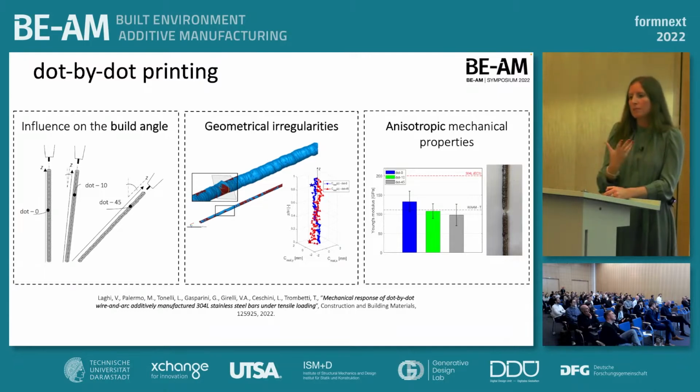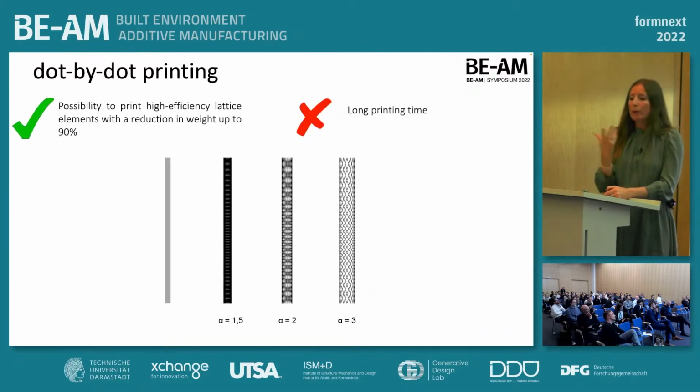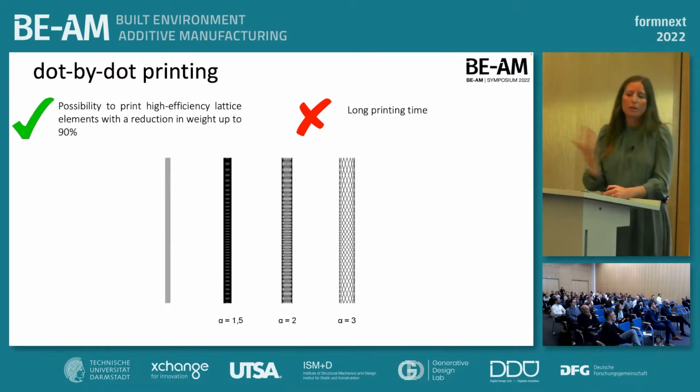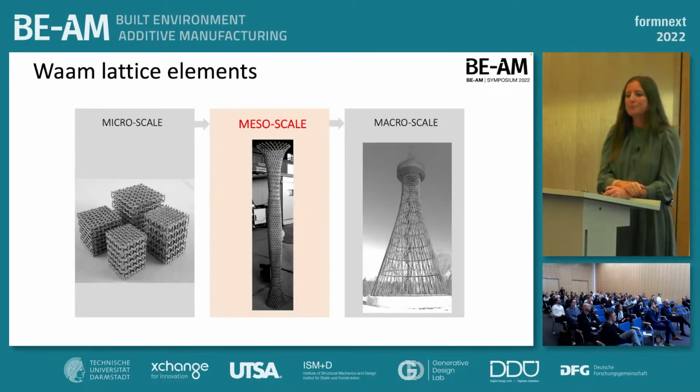So this, of course, needs to be taken into account when you are designing grid shells and lattice structures. But why do that? Well, there's a huge chance of exploiting this freedom by creating highly efficient elements and reducing the material use severely. But of course, the current issue is the long printing time.